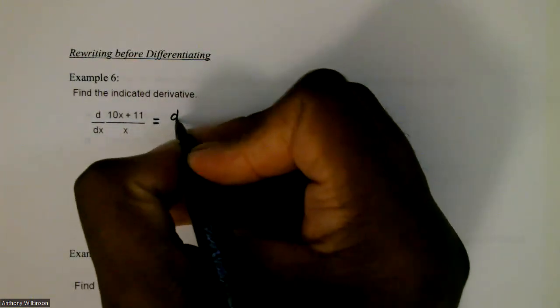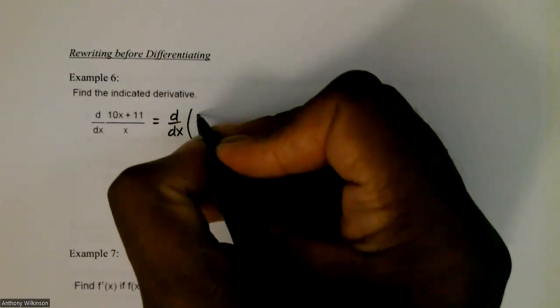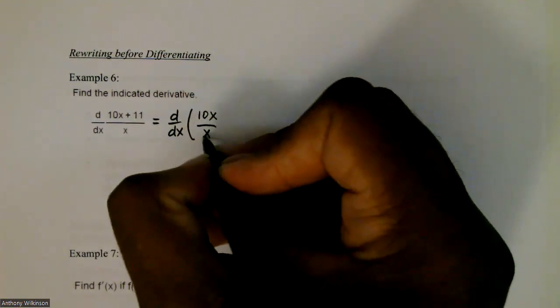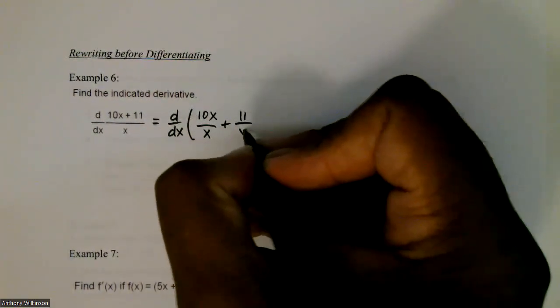Now here's some more examples about rewriting before differentiating. Okay, so this one is a little bit different. Here, we want to find the derivative with respect to x of 10x plus 11 over x. So this is what I will do here. The derivative with respect to x. Now I'll write this as this. Each of these is over x, so I will write this as 10x divided by x plus 11 over x.